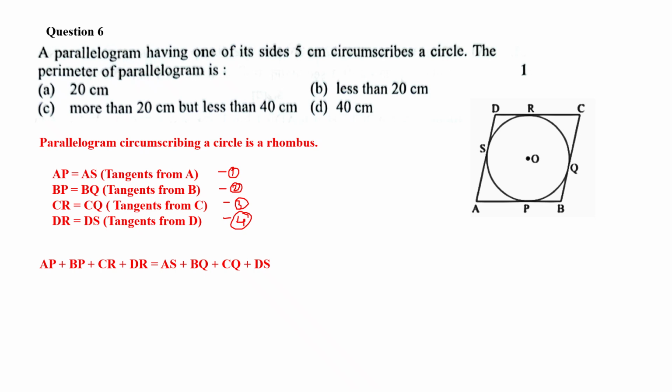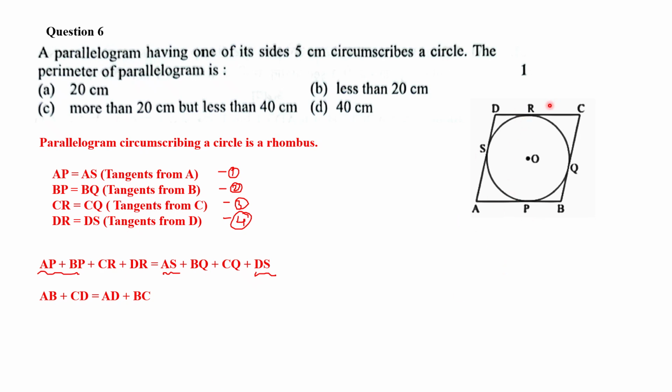Now let's add it. AP plus BP is AB and CR plus DR is CD. Now here AS plus DS is AD and BQ plus CQ is BC. Isn't it? So they all are equal. AB plus CD is equal to BC plus AD, right?